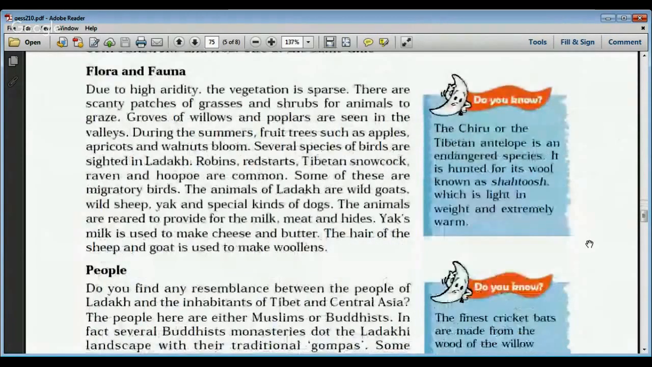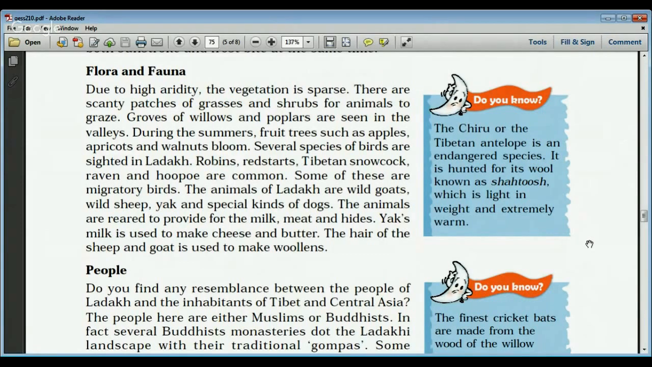If you see the flora and fauna found in Ladakh, because Ladakh is a very highly arid region, the vegetation is very sparse, and there are only scanty patches of grasses and shrubs for animals to graze. But in some places there are groups of willows and poplars, and during the summers, some fruit trees such as apples, apricots, and walnuts also bloom.